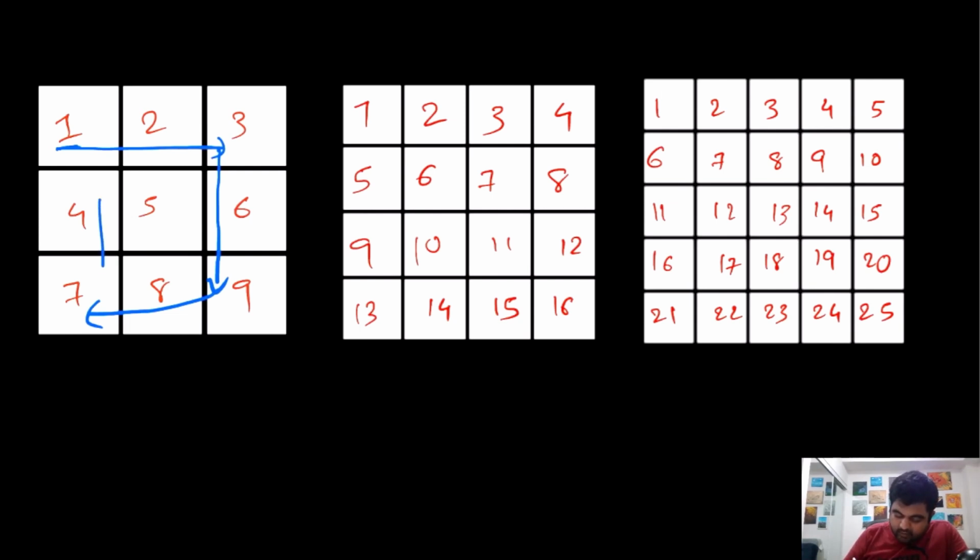Now we'll again go upwards, but this time we will not wait to hit a boundary. We will actually stop at this position number 4. Why?